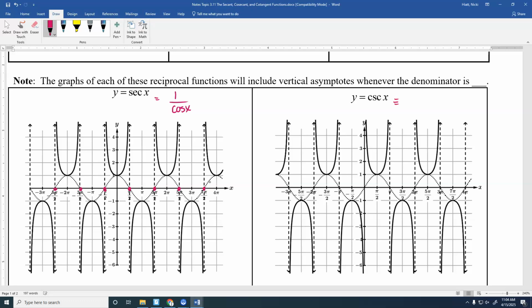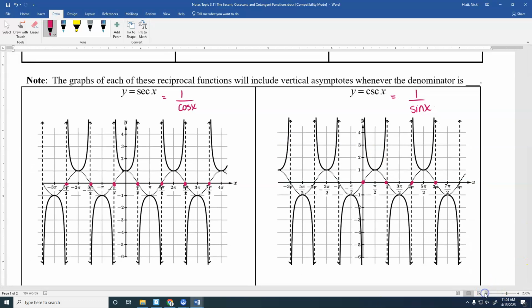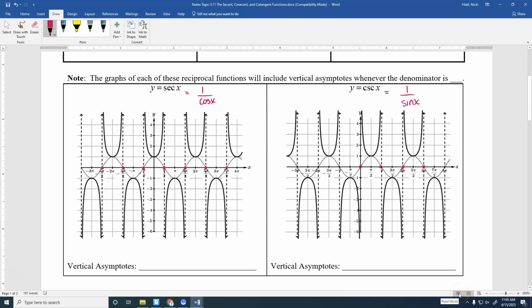Notice something similar over here. We got 1 over sine of x for our cosecant function. So Mr. Passwater has graphed sine right here for me. And notice, every time sine equals 0, we've got a vertical asymptote. So a lot of times if I'm asked questions about these, I actually think about the sine or the cosine graph a lot more than I think about the actual secant or cosecant graph, because they're a little harder to think about.